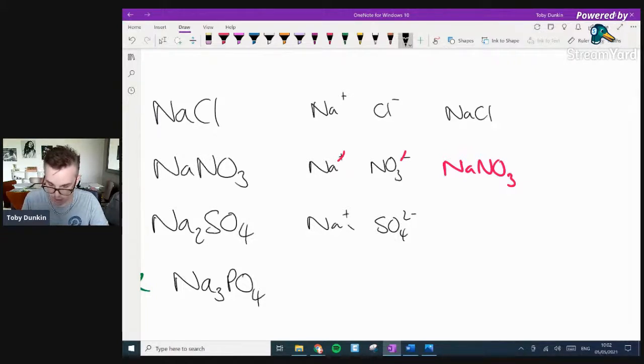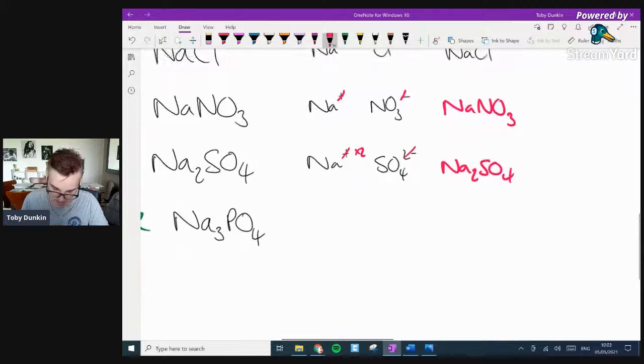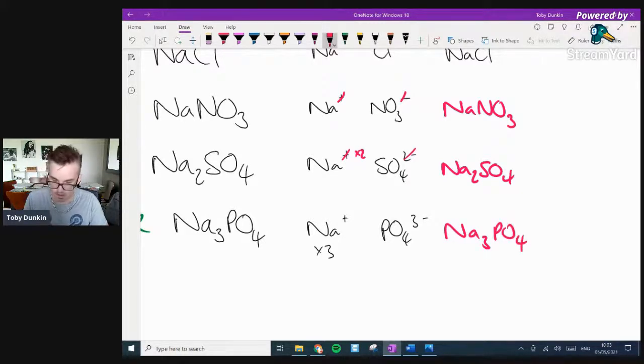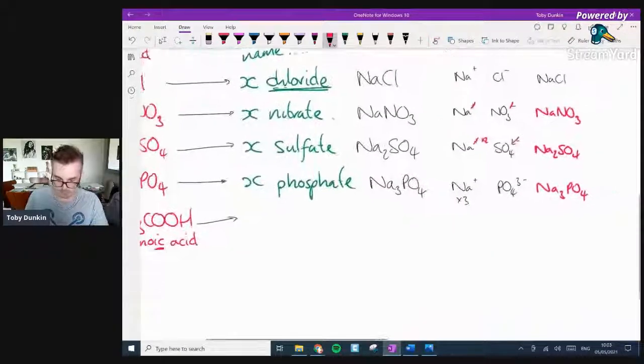Sodium +1, sulfate, SO4, 2-. I need 2 pluses to cancel out the 2-. So I'm going to multiply by 2. It now cancels, and I get Na2SO4. Next, sodium phosphate, sodium +1, phosphate, PO4, 3-. I'm going to need 3 of those to cancel out the negative charge. So I'm going to end up with Na3PO4. You get the point.